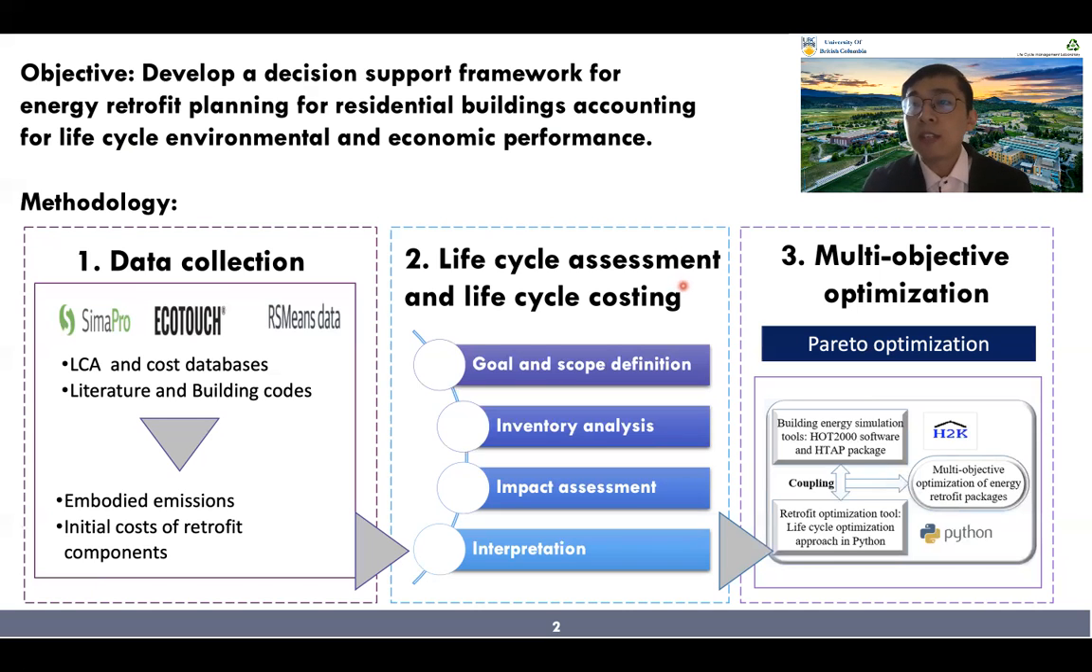The overall lifecycle analysis includes the following steps: goal and scope definition, inventory analysis, impact assessment, and interpretation. The calculated lifecycle analysis results were considered as inputs for the multi-objective optimization. In particular, by coupling building energy simulation tools, HOT2000 software and the H-type energy simulation packages, and the retrofit optimization tool developed in the Python coding environment, we performed a multi-objective optimization of different retrofit packages.